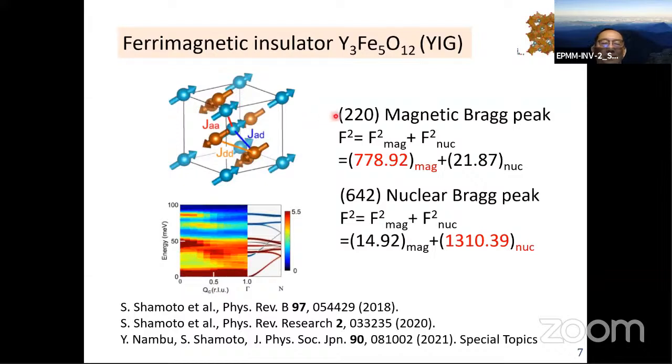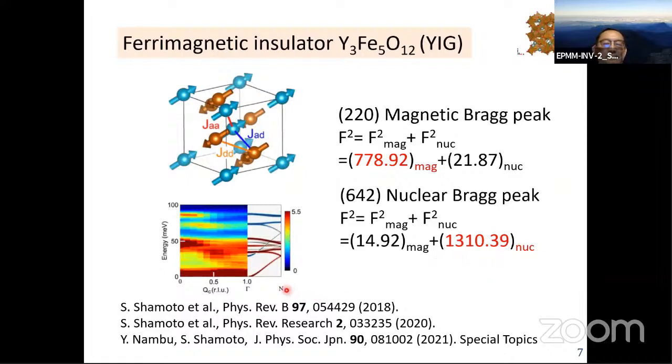We observed the 220 magnetic Bragg peak position. This Bragg peak includes a small amount of nuclear component like this, but it's much smaller than this magnetic component. Similarly, the nuclear Bragg peak 642 also has a small magnetic component like this. Again, this is much smaller than this nuclear Bragg peak component.